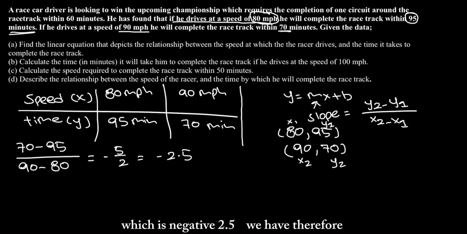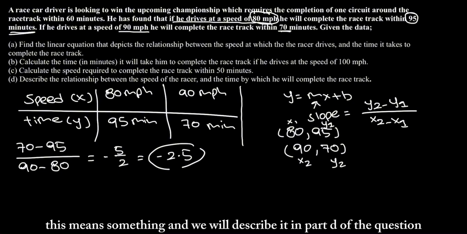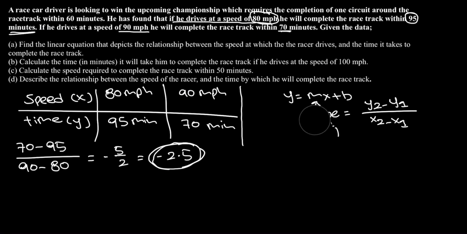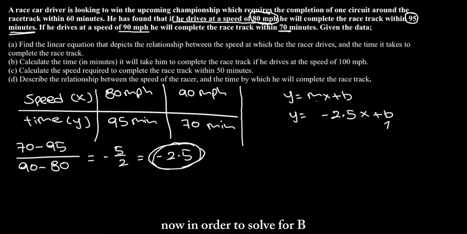We have therefore found the slope. Notice it is negative. This means something, and we will describe it in part D of the question. Now that we have the slope, our line so far looks like this. Y equals negative 2.5x plus b. Now, in order to solve for b, we need to use any point. Let's use the point 80 and 95.